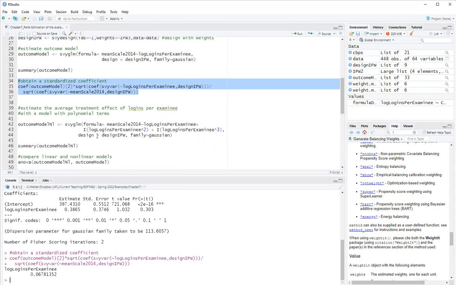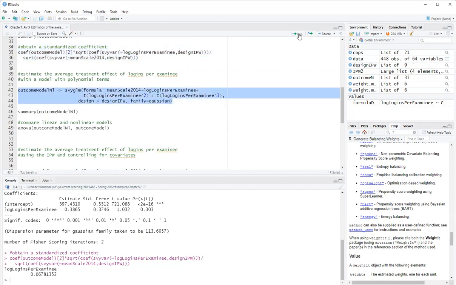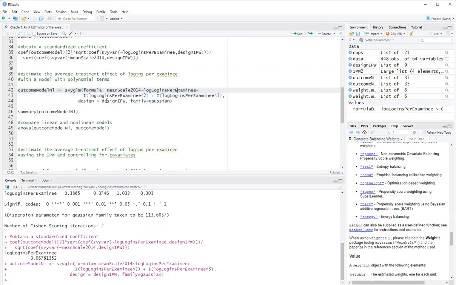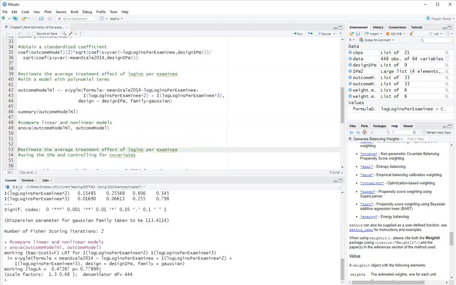But I will try an alternative model where I add some nonlinear terms to see if log ins per exam is nonlinearly related to the outcome. And I fit this model here. So I added log ins per exam, the square of log ins per exam, and the cube of log ins per exam as predictors. Then it's not statistically significant, but I will compare these models with a likelihood ratio test, and I find that the p-value is not significant. So we would prefer the simpler model, which is the model without the polynomial terms.